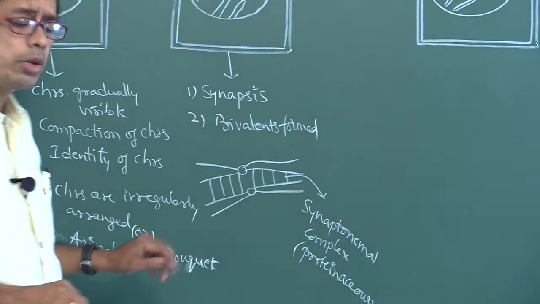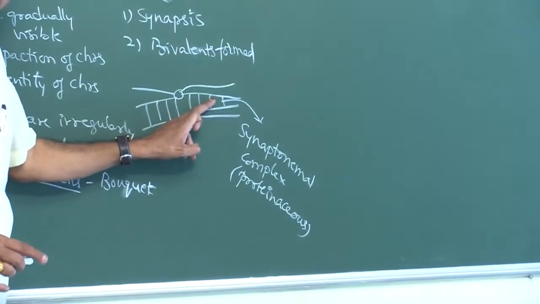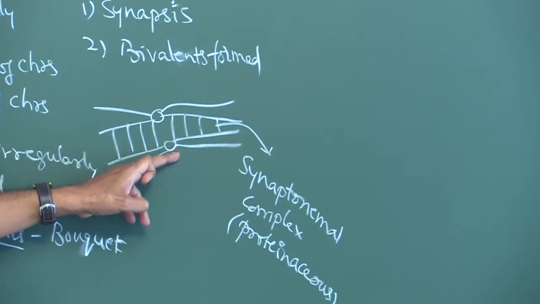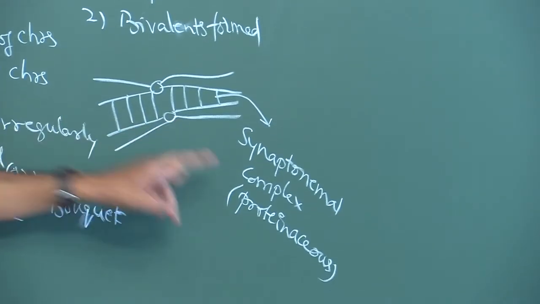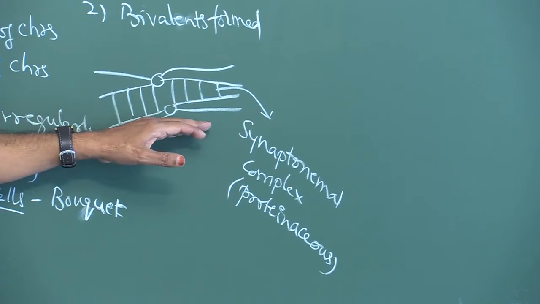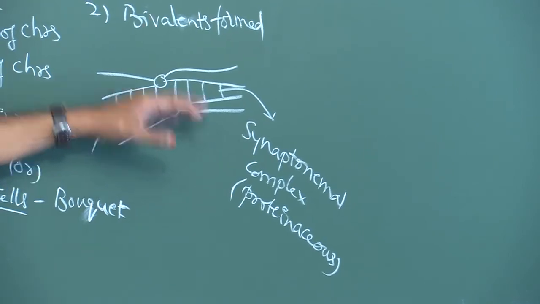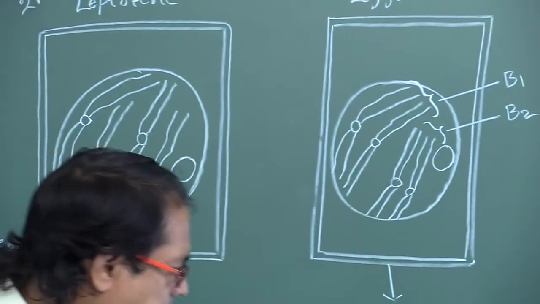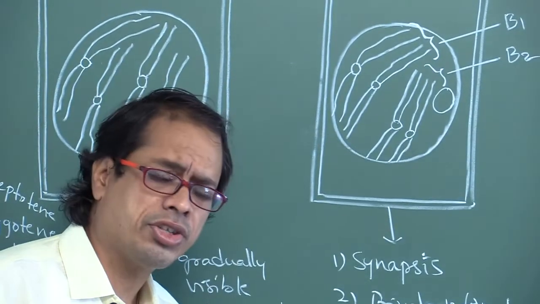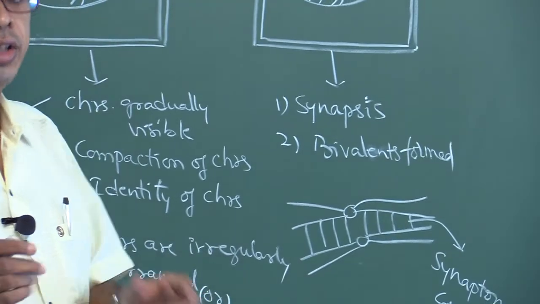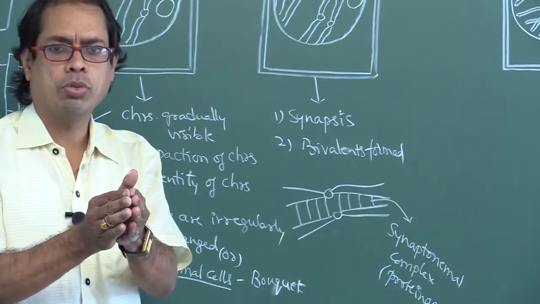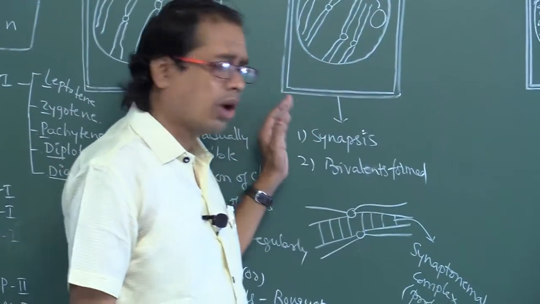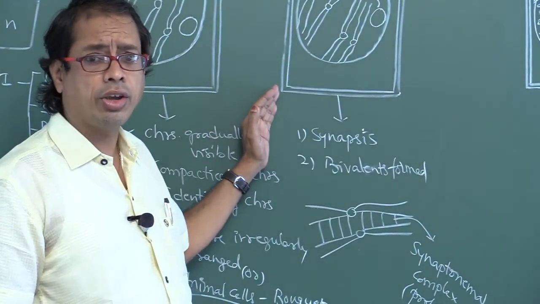So a synaptonemal complex is formed between two homologous chromosomes, made up of proteins. Synapsis means the synaptonemal complex is formed between a pair of homologous chromosomes. That's why those two homologous chromosomes are not able to separate. Okay. Next, what are the two important events that occur in zygotene?